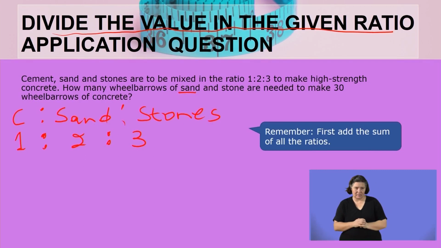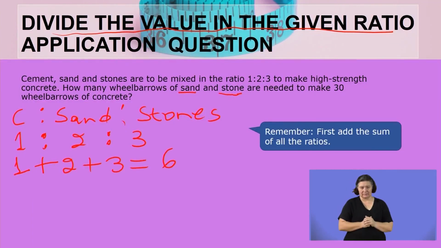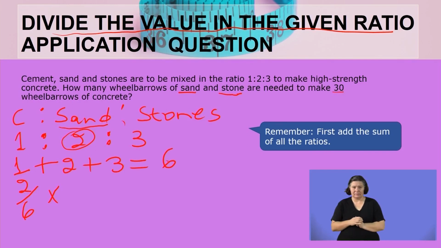concrete? So now we must calculate both the wheelbarrows for sand and stones. Before we can even calculate, we must first determine the sum. So let us determine the sum of the values in a ratio: 1 + 2 + 3, which equals 6. So now we can start with sand. We know that the proportion of sand is 2. So if the proportion of sand is 2, then for us to determine how many wheelbarrows will be needed, we will say 2 divided by 6, we multiply by the 30 wheelbarrows of the concrete which is needed.